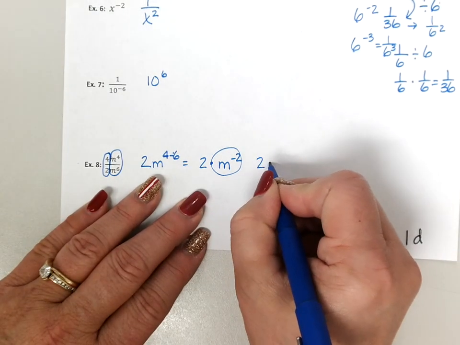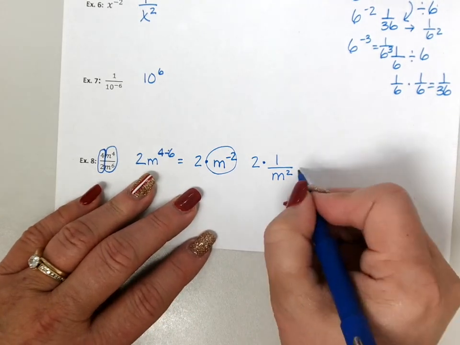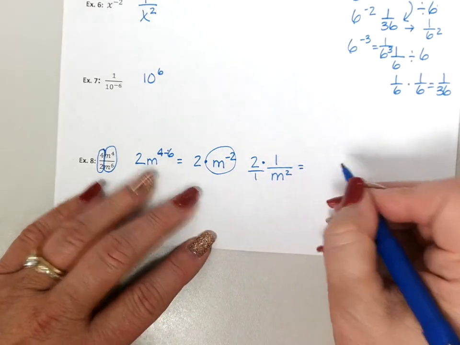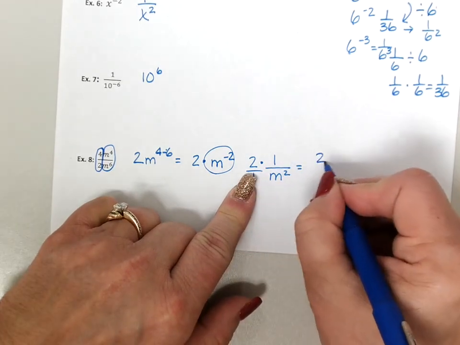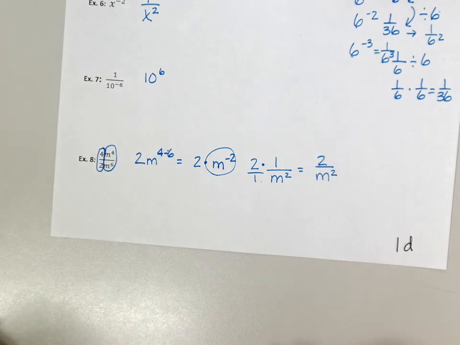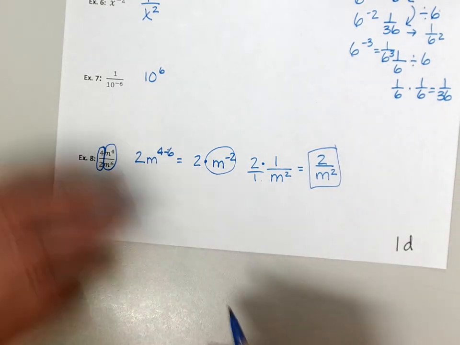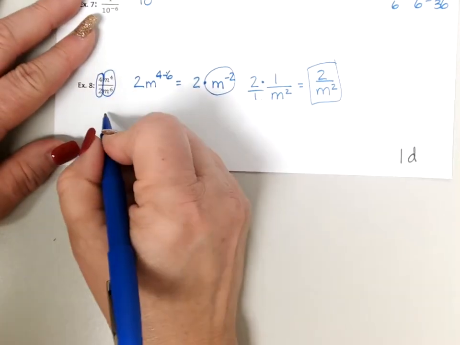So now I have 2 times, flip it and make it positive. Put a 1 under this, and now simplify. 2 times 1 is 2 on the top. 1 times m squared is m squared on the bottom. This would be your most simplified answer. Okay? Let's try another one of those.